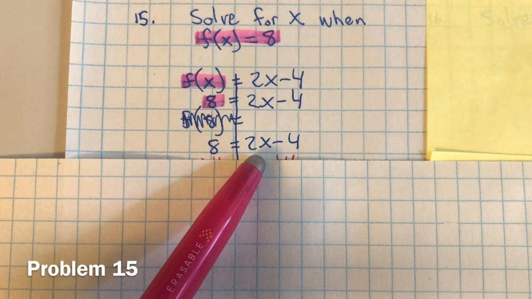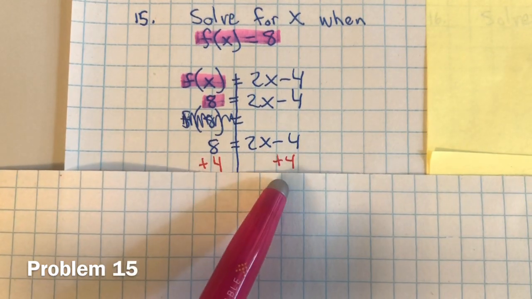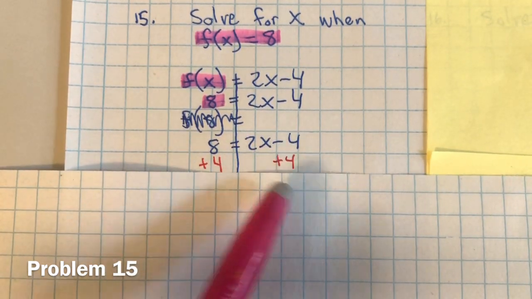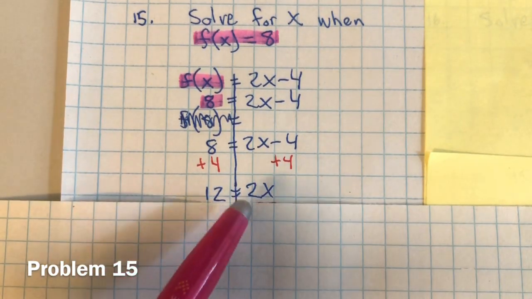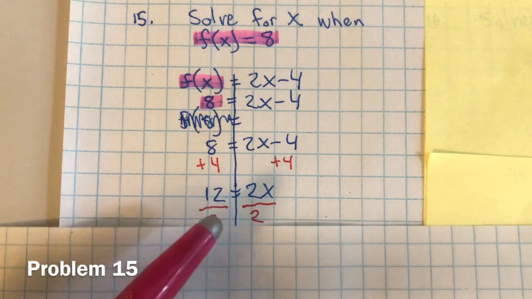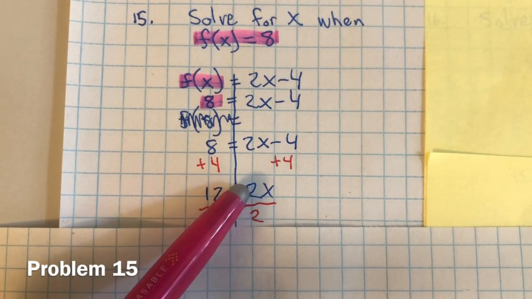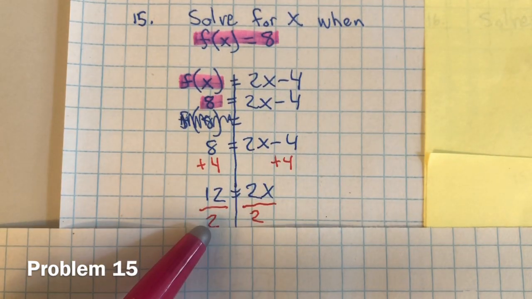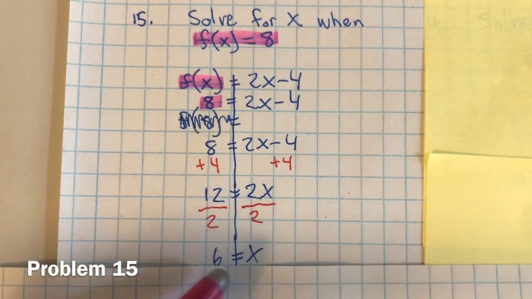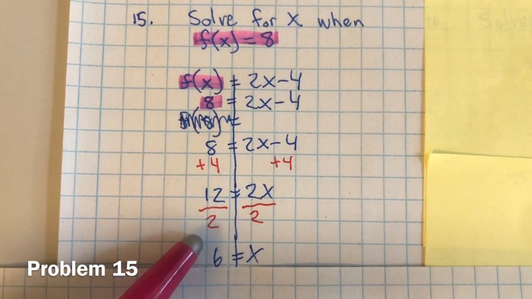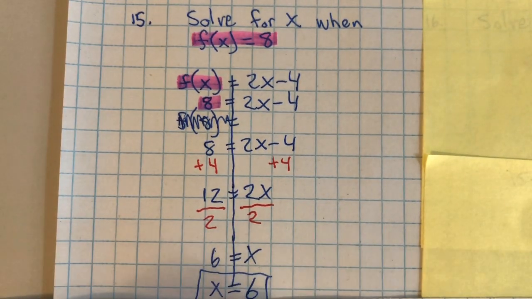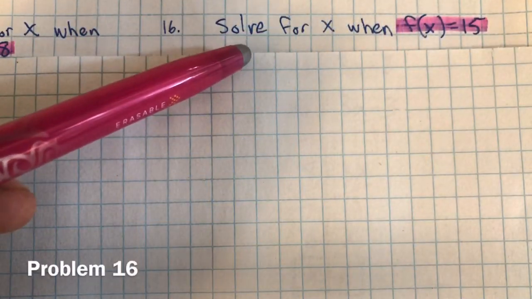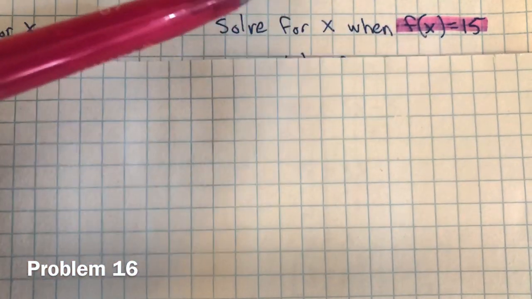Now we're going to solve for x. Add 4 to both sides, creating a 0 pair. 8 plus 4 is 12. Inverse property of multiplication is division. Create the giant 1. So divide both sides by 2. 1 multiplied by x is x. 12 divided by 2 is 6. So x equals 6.